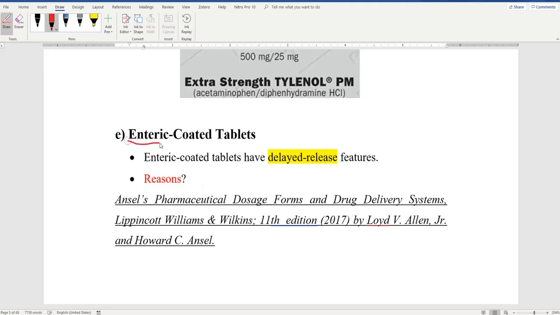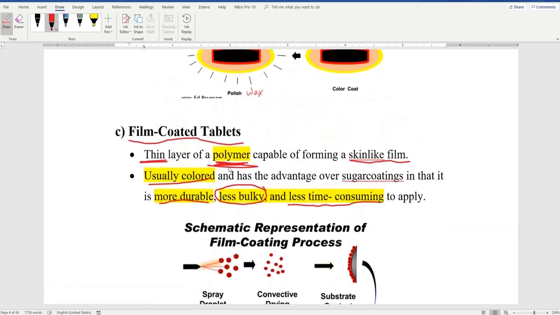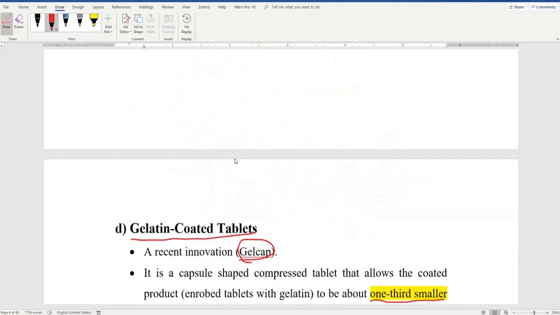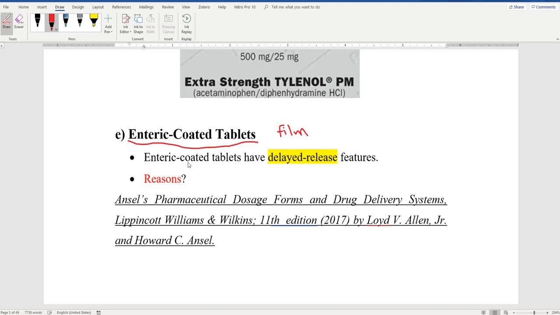Okay, enteric coated tablets. This is a type, as I said previously, of film coated tablet, right? But the type of film is enteric coating. So in this case, what polymer will you use? If you remember, you need to use an enteric polymer. We have cellulose acetate phthalate and polyvinyl acetate phthalate, PVAP. You use this to coat the tablets.